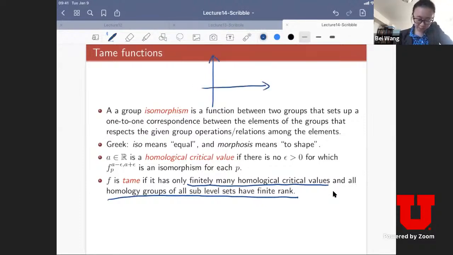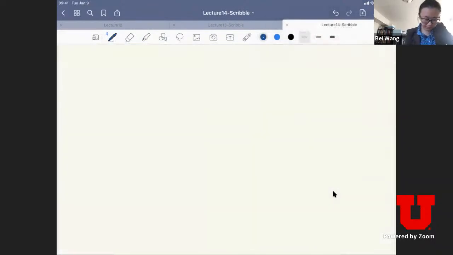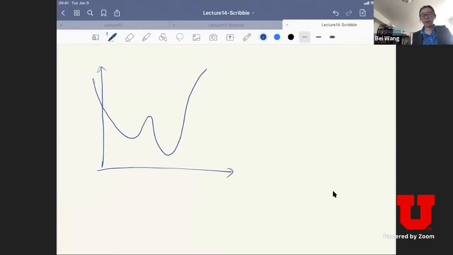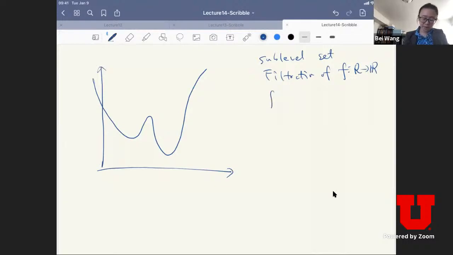So if I have a function that has a shape like this, this is my function f from the reals to the reals. Actually, let me draw a bigger picture. This is the shape of a function. And this is the first time you're going to see what's called a sublevel set filtration of a real-valued function. I'm going to define the sublevel set the same as before, but over the real line. It's all the points in the real line such that the function value is smaller than or equal to a. That's my sublevel set of the function.